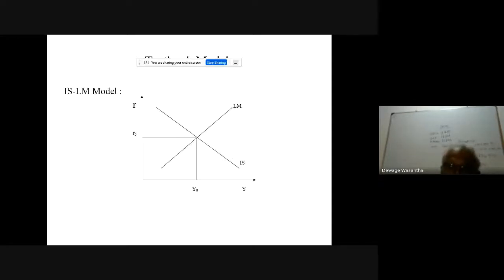The IS curve is downward sloping, the LM curve is upward sloping. The IS curve represents the goods market equilibrium: the interest rate and GDP combinations so that the goods market is in equilibrium. Likewise for the LM curve, so that the money market is in equilibrium. At the point of intersection, both the goods market and the money market are in equilibrium. That is called general equilibrium. In the economy, both markets are in equilibrium, and we can have an equilibrium interest rate and equilibrium GDP level.